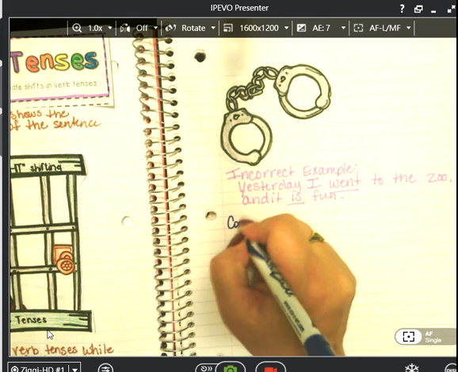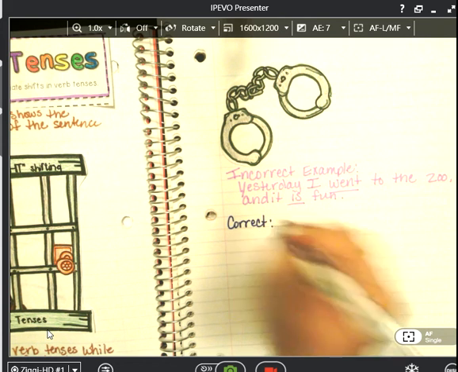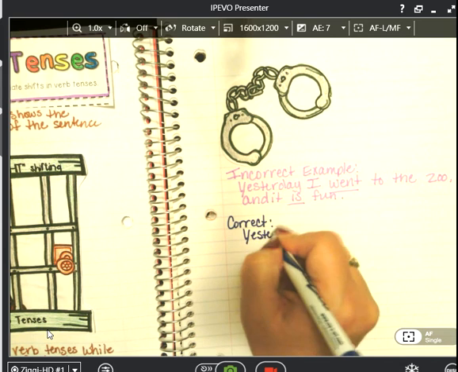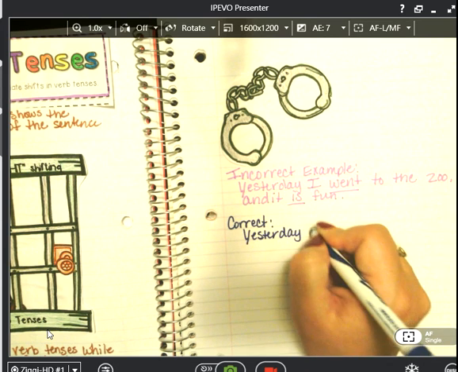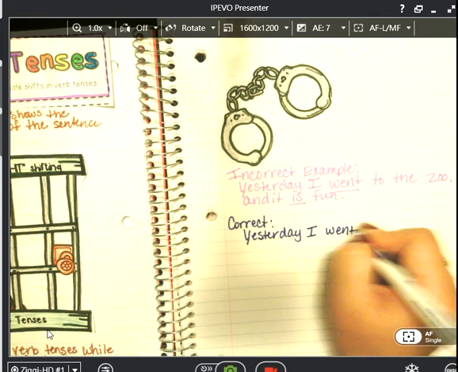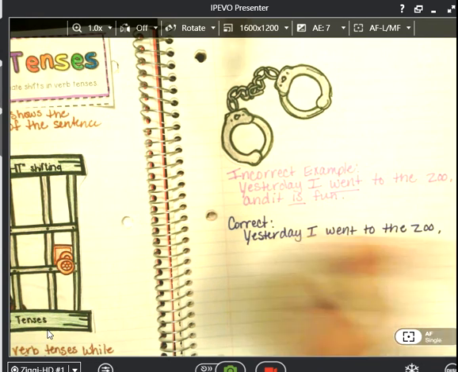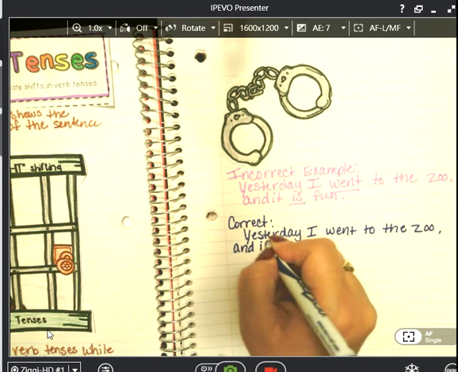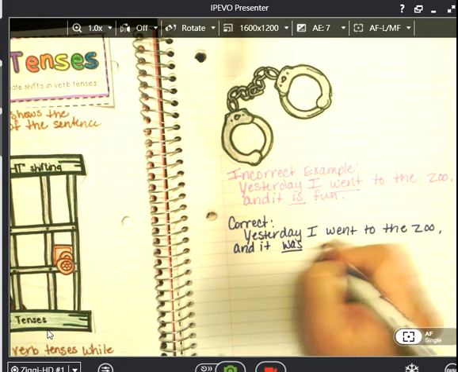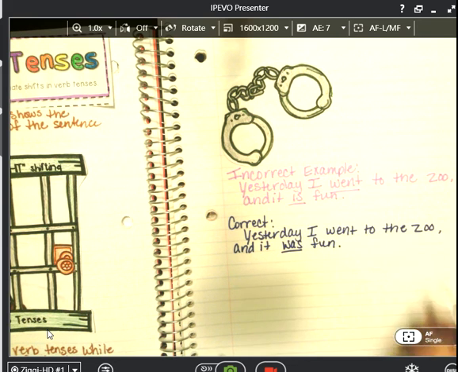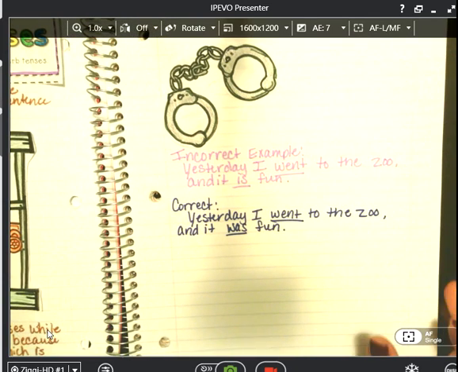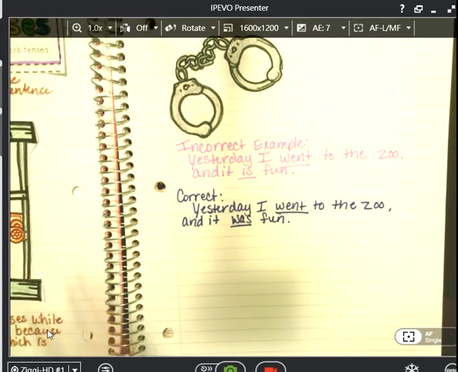So the correct version of this would be, yesterday I went to the zoo, comma, and it was fun. Okay? Went and was, those are both the past tense of the verbs go and is. So you want to make sure and have those two correct.